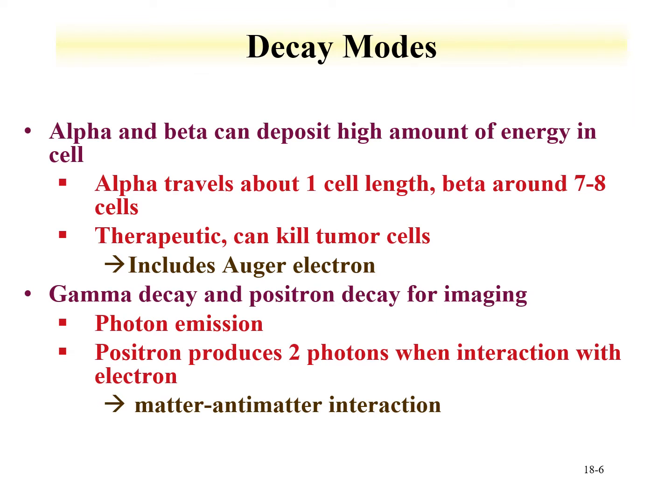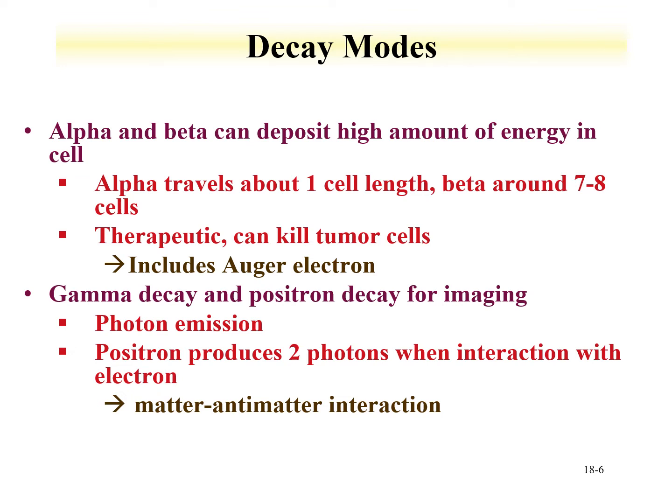And if one evaluates this, the linear energy transfer is much higher in an alpha particle. All that energy can be deposited in 1 cell, whereas for a beta particle one can estimate on the order of 1/10 of the energy winds up being deposited in any given cell. However, alpha particles and beta particles can be used in therapy where they can kill tumor cells. Auger electrons, which we'll describe, can also have therapeutic capabilities.